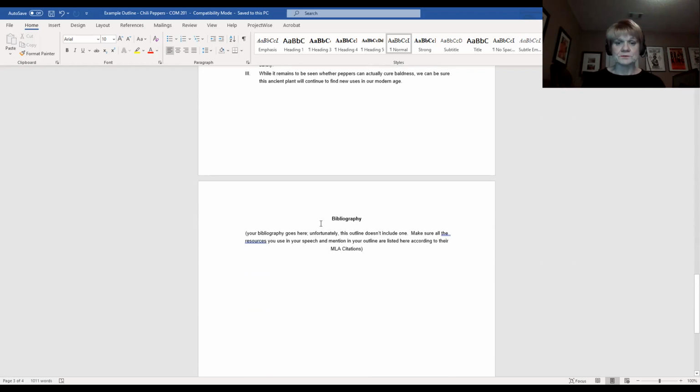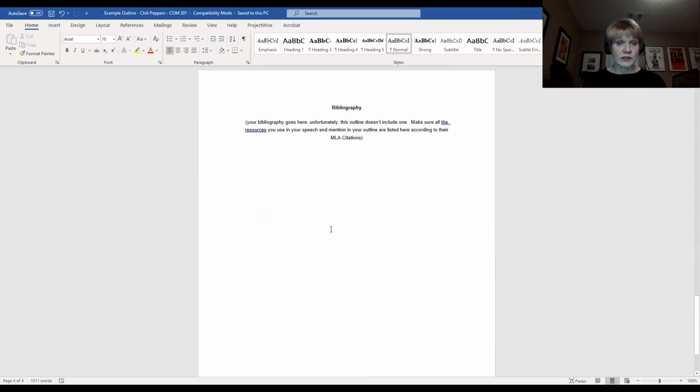After the conclusion, I do want you to put a bibliography in. Now, unfortunately, I don't have the bibliography written out. It would be in a section like the other sections are. Bibliography is going to be centered. And you want to mention all the sources that you've listed in your speech according to their MLA citations. Hopefully, if you're writing reports or doing other kinds of papers right now, you're using MLA, and just put the citation in a list, boom, boom, boom, boom, in your bibliography.